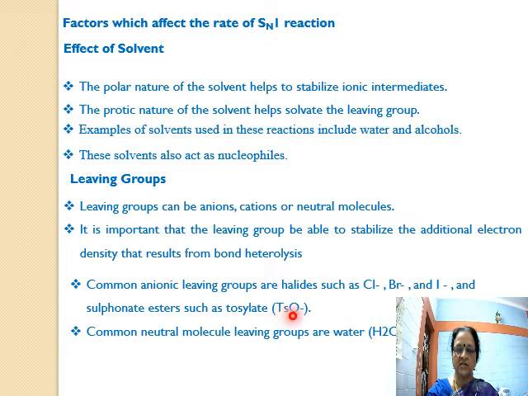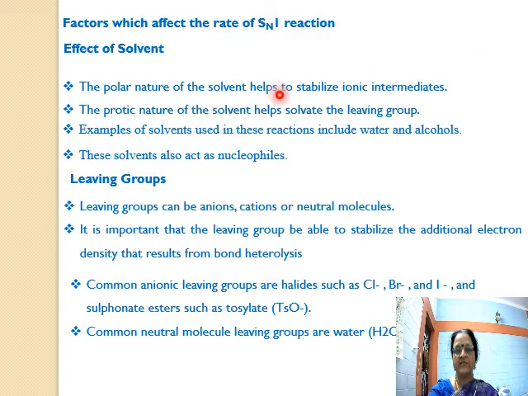Okay, what is tosylate? You will have your benzene, right? So if methyl group is attached, you call it as toluene. And if you have your sulfonic acid added to that, then you will be calling it paratoluene sulfonic acid. Okay, and that O group, or the whole moiety, can act as a leaving group. Okay, and you can also have common neutral molecules as leaving groups such as water. So this is about leaving group.